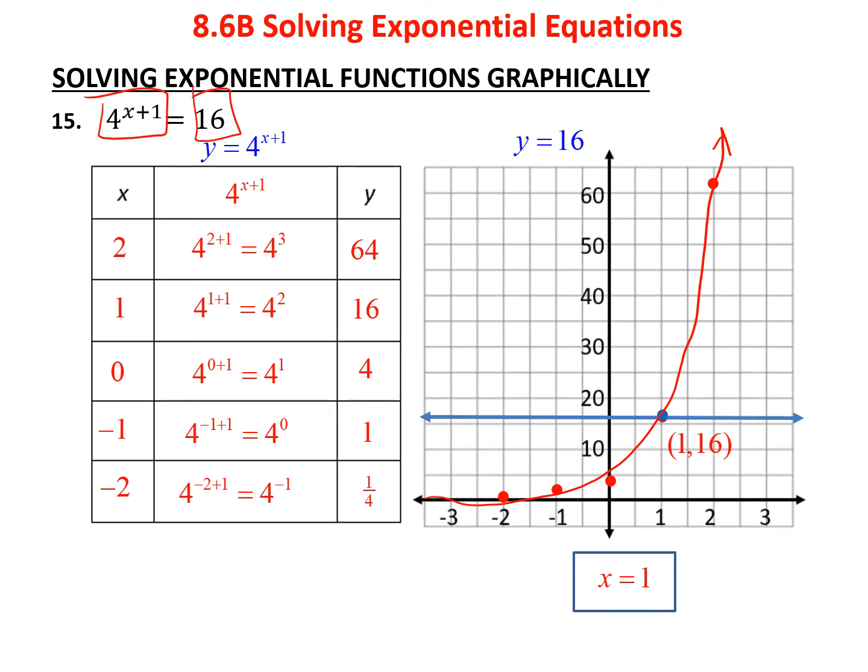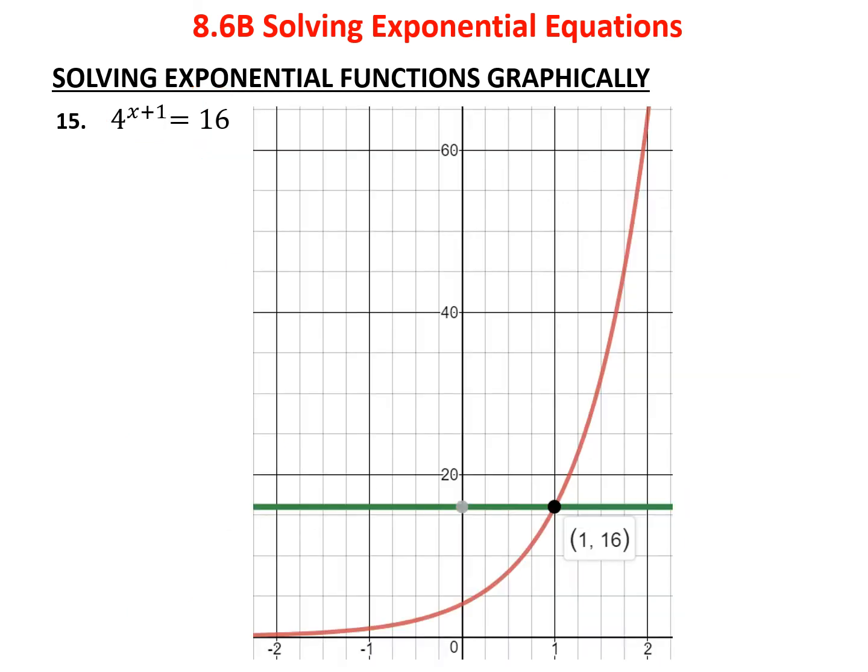When x is 1, as you can see, 4 to the 1 plus 1 is 4 squared, and that does equal 16. And so check, we did it correctly, as I show the check down there below as well. Okay? And so finally, here's the Desmos graph, and again, you can see the solution. The two graphs intersect at 1, 16. The answer is x equal 1 is my solution.